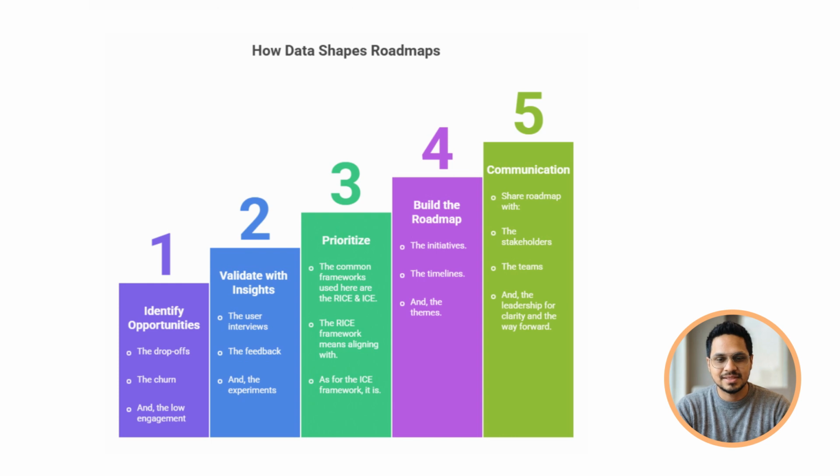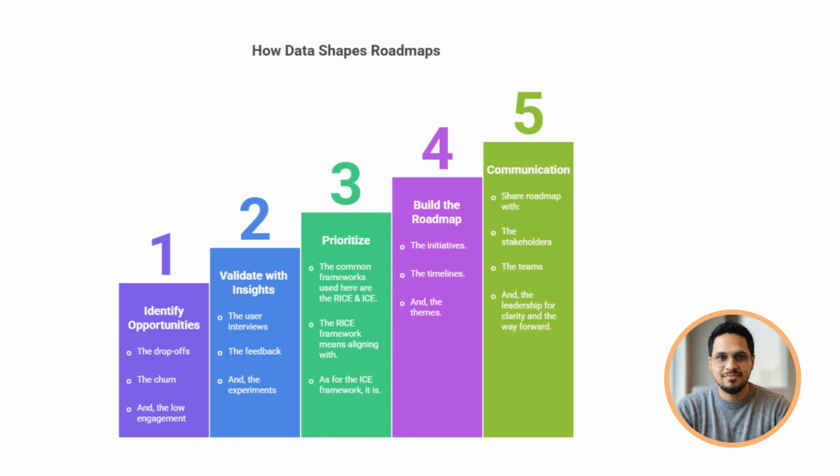Now comes step number 3, which is to prioritize. The common frameworks used here are the RICE and ICE. The RICE framework means aligning with reach, impact, confidence, and the effort. As for the ICE framework, it is the impact, the confidence, and the ease.